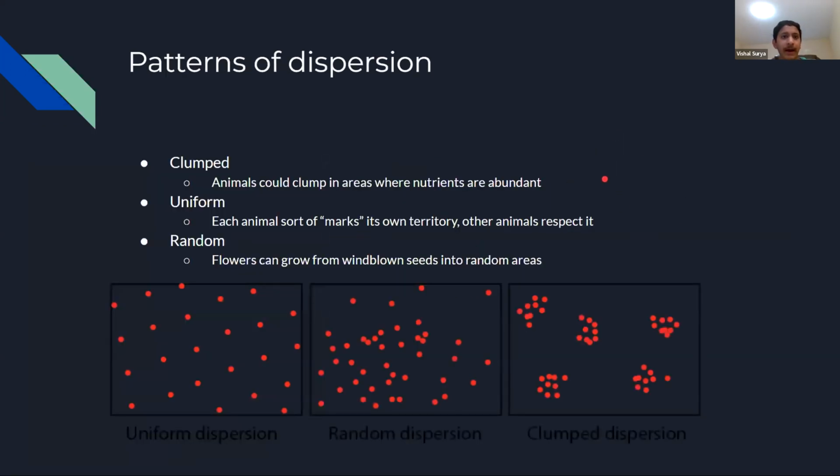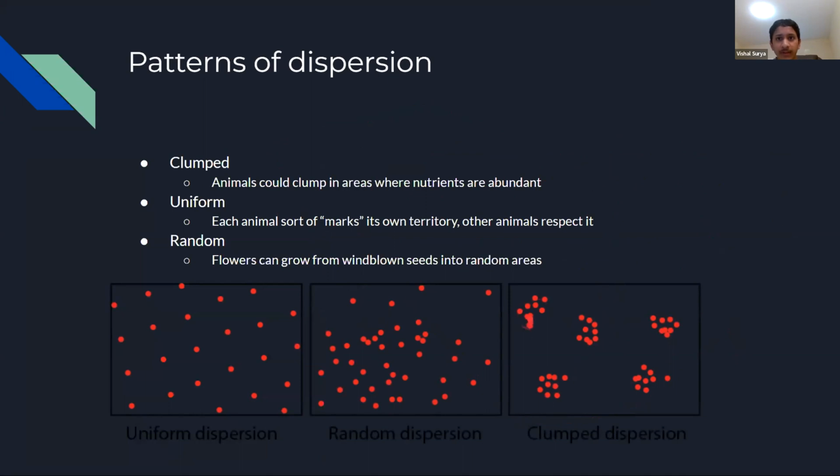Now let's talk a bit more about patterns of dispersion. I'm sorry if you can't read this because it's black on black right here, but there's some red to sort of show it. So there's 3 types of dispersion patterns, or how they're distributed. We have clumped. Clumped is right here, which means that animals would clump in areas where, let's say, nutrients were abundant, for example. That's just an example. There's other reasons why it would occur.